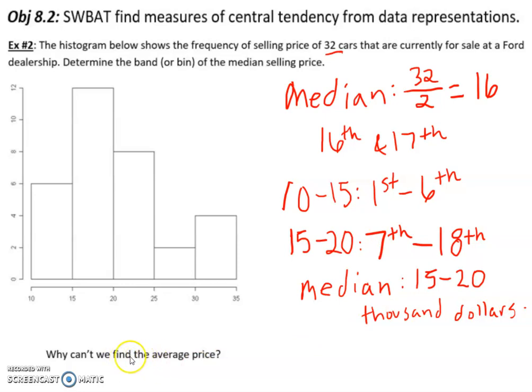This question at the bottom asks us, why can't we find the average price? Well, if we remember back on the last example, the way we found the average is we added up, even though we used multiplication as a shortcut, we added up each individual data point and then divided by the total number of data points. On this histogram, we actually don't see the individual data points. We don't know the precise prices that each car is being sold for. We know that there are 12 cars being sold somewhere between $15,000 and $20,000, but we don't know exactly how much each one is. And they're not probably all the same price. Without knowing the exact data points, we can't find the average.